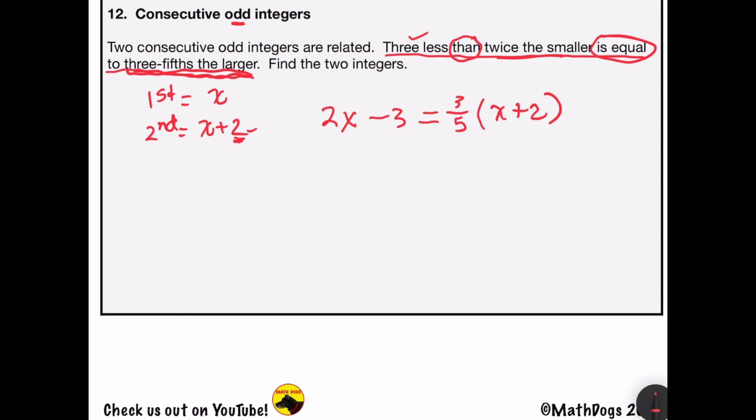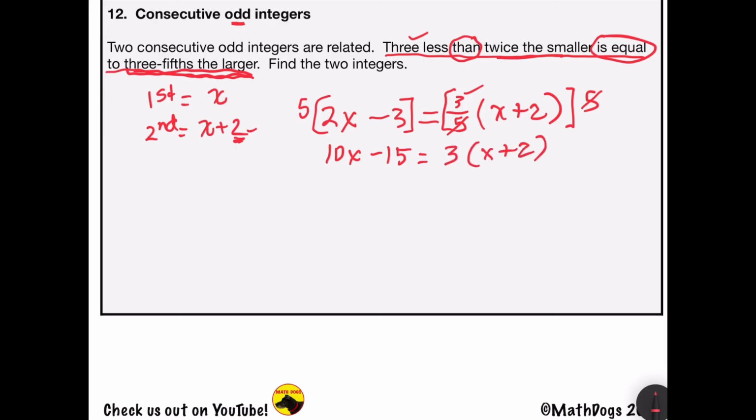So now I'll solve the equation. Since I have a fraction, the first thing I'm going to do is multiply both sides by the least common denominator, which in this case is 5. So 5 times 2x is 10x. 5 times negative 3 is negative 15. 5 divides into 5 once. 1 times 3 is 3 times (x plus 2). Now I'll simplify the right side expression using the distributive property. 3 times x is 3x, and 3 times 2 is 6.